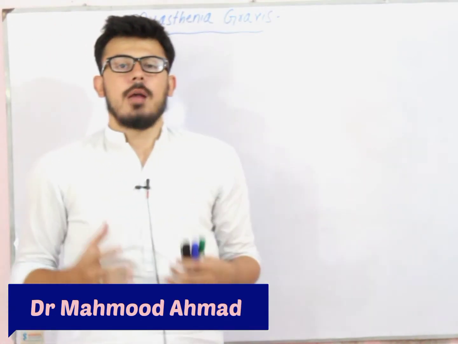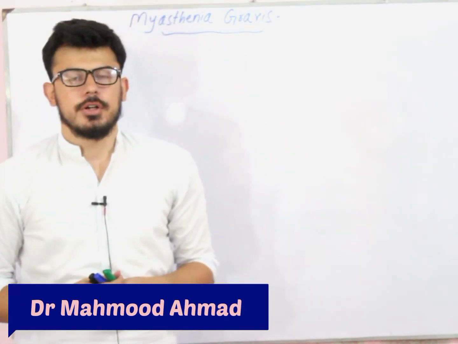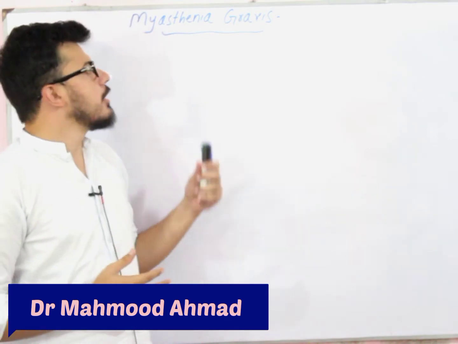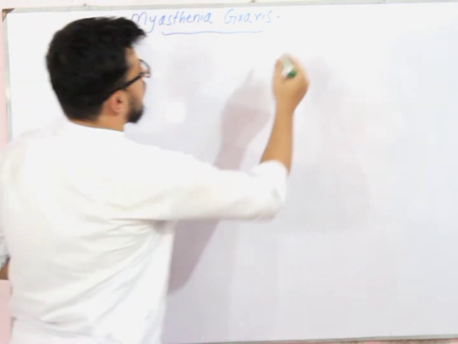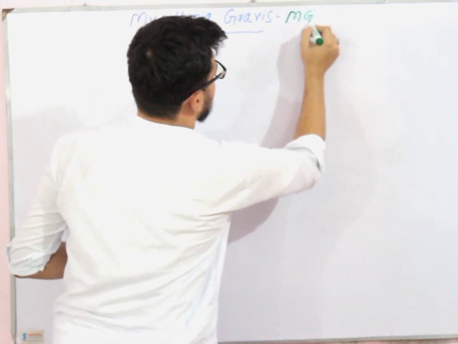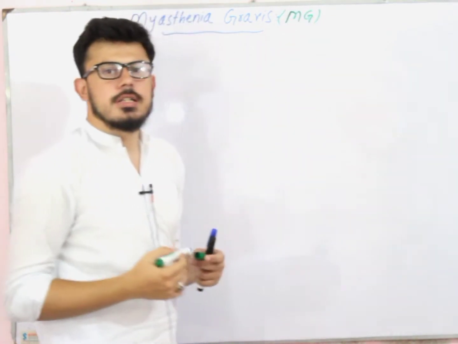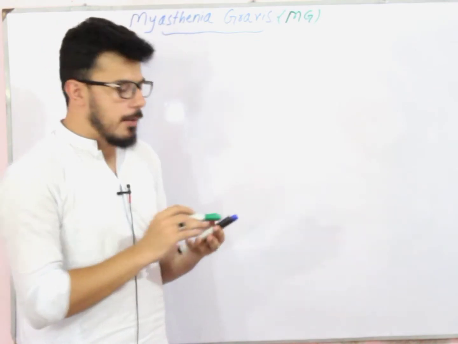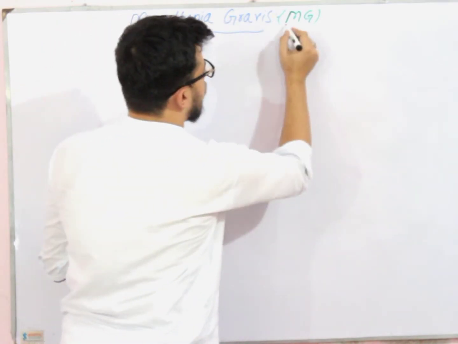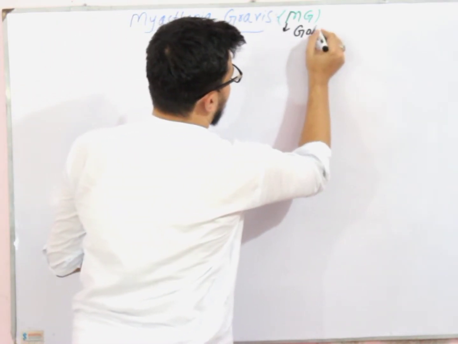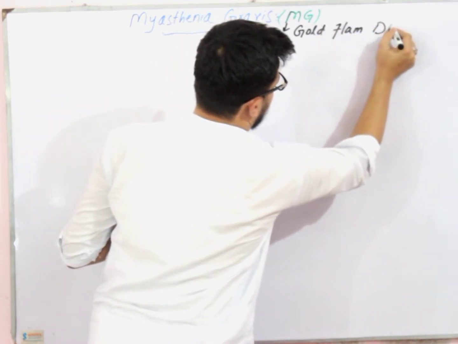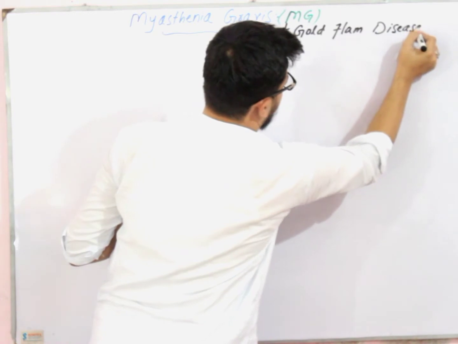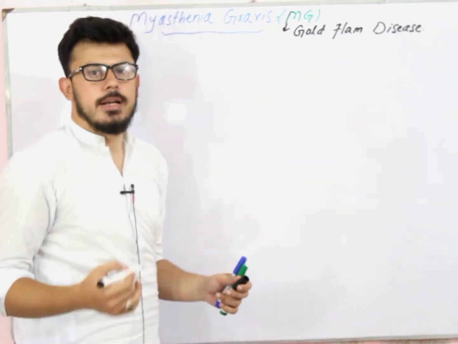So today I am going to teach you a very important topic that is termed as Myasthenia Gravis, which is represented by MG. Myasthenia Gravis is also termed as gold flame disease. It is also known as gold flame disease. So what is the second name of Myasthenia Gravis? That is gold flame disease.